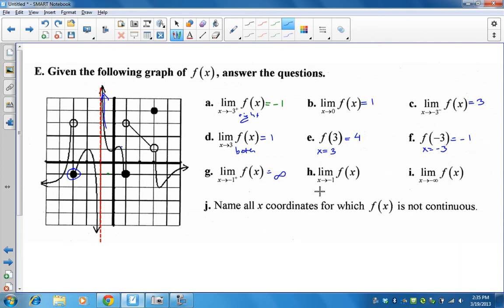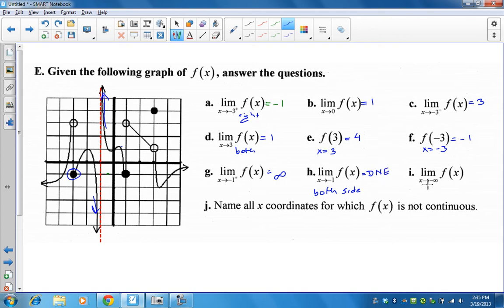As x approaches -1, then I have to look at both sides, and both sides are going in opposite directions. My right side is going up. We've already looked at that. My left side is going down. They are not going in the same direction, so this limit does not exist.